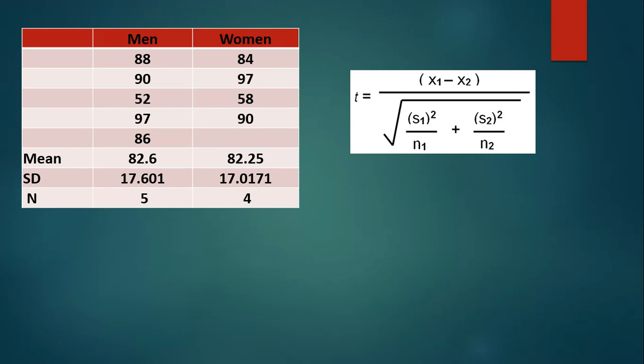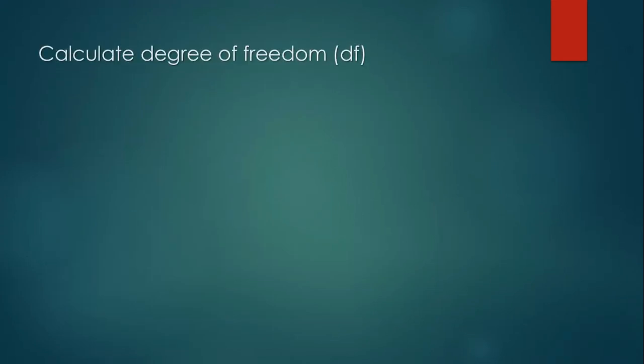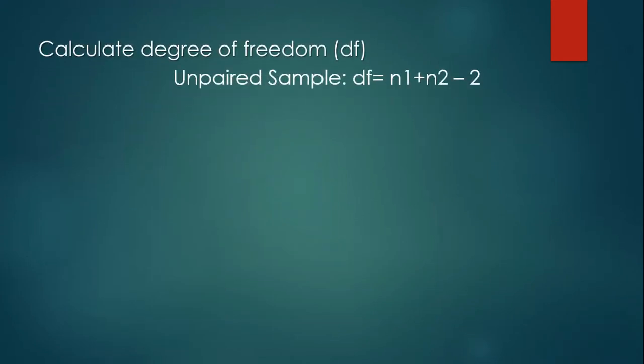So we have identified, then we have to apply into the formula. So after applying the formula, we got a value of 0.03. So that's the calculated t value we got. The next step is to calculate degree of freedom. As it is an unpaired sample, the DF will be calculated using the formula n1 plus n2 minus 2. So here it is 5 plus 4 minus 2, 7, which is DF.